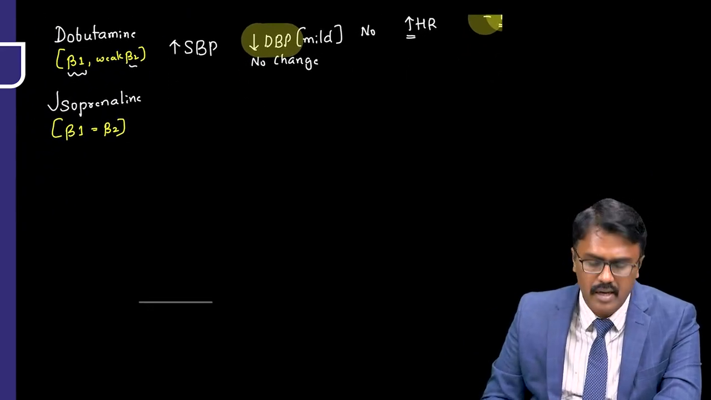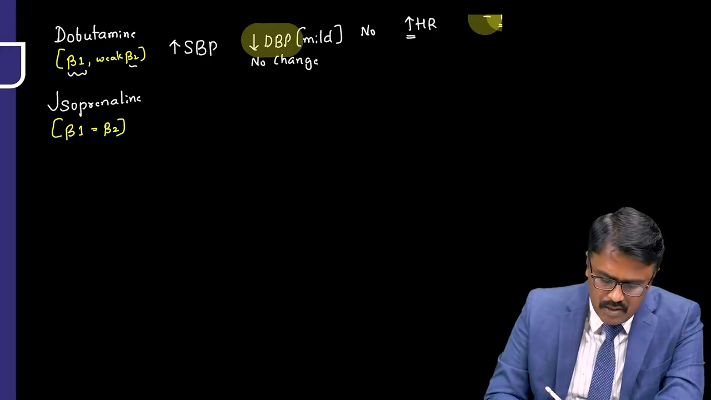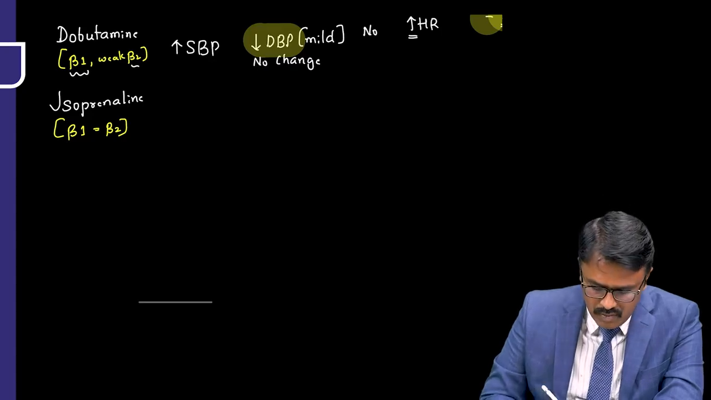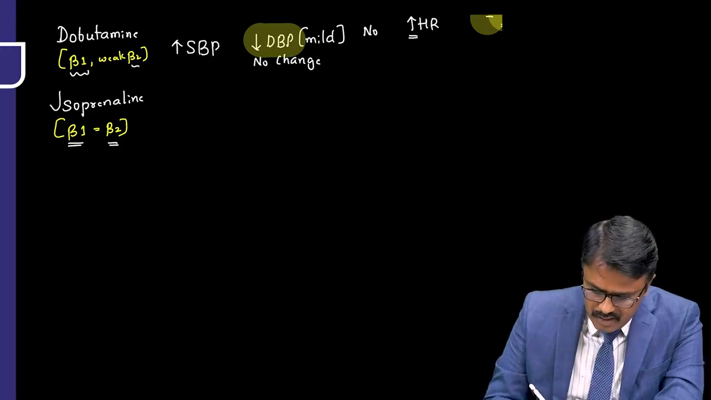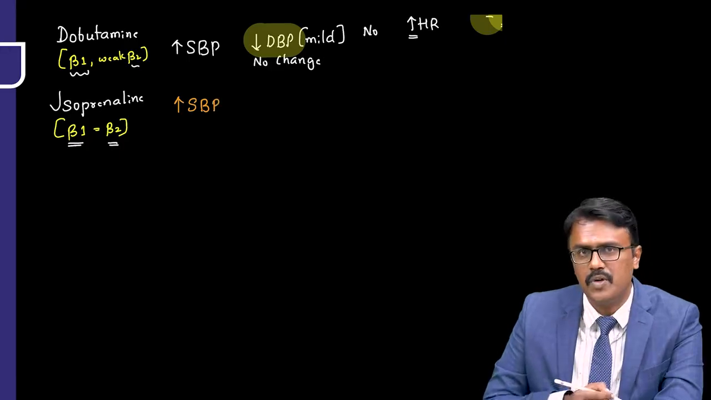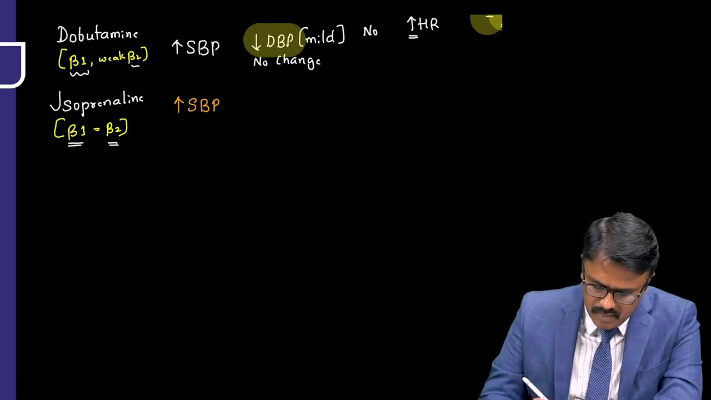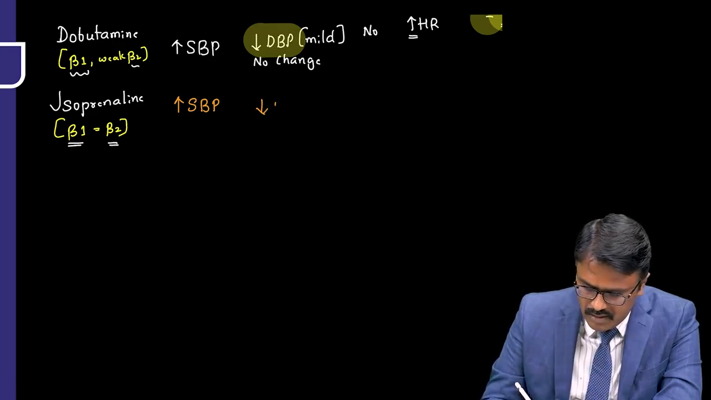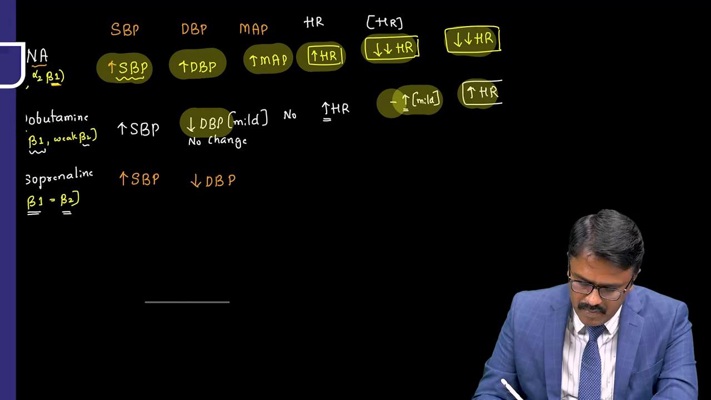Coming to the beautiful drug isoprenaline, also called isoproterenol. It acts on beta 1 and beta 2. So let us analyze these things. It increases the action on beta 1. So systolic BP increases. You know how it increases? By increasing the cardiac output. Then it has beta 2 action. So obviously there is decrease in diastolic blood pressure. Now what happens to mean arterial pressure?